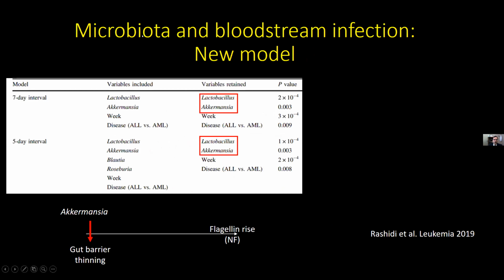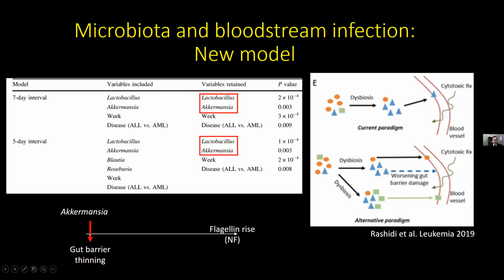So if you then correlate, it's more complicated than just a correlation, but in regression, you try to correlate the levels of flagellin with different genera in the gut, as well as clinical factors. You find that in the 7 days and 5 days preceding each neutropenic fever, there is an expansion of Lactobacillus, but more importantly, Akkermansia in the gut. So Akkermansia is a mucolytic genus in the gut. It feeds on mucin. So by thinning the mucus, it can actually weaken the gut barrier, and that promotes translocation of other bacteria. Akkermansia by itself doesn't translocate as far as we know, but it just opens the ports for other bacteria to get in.